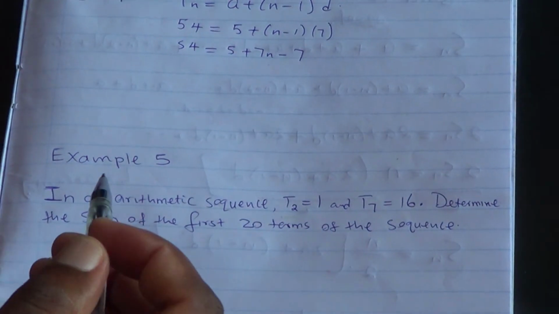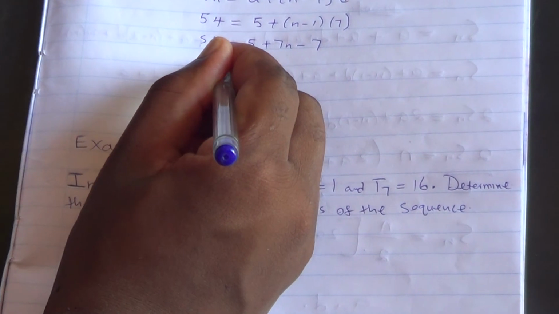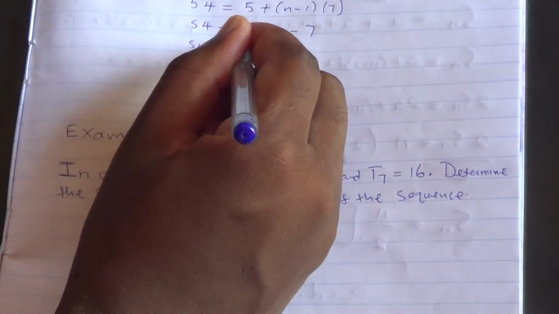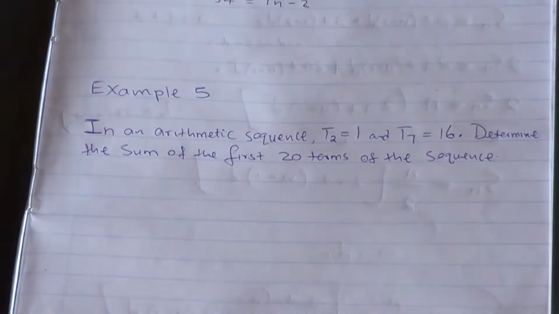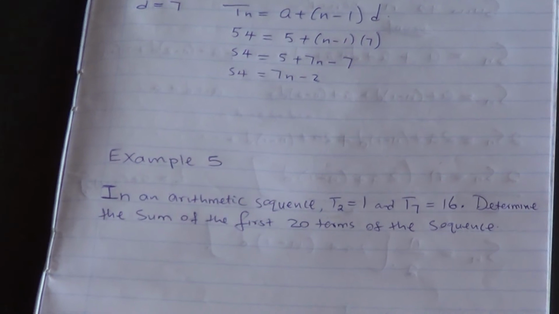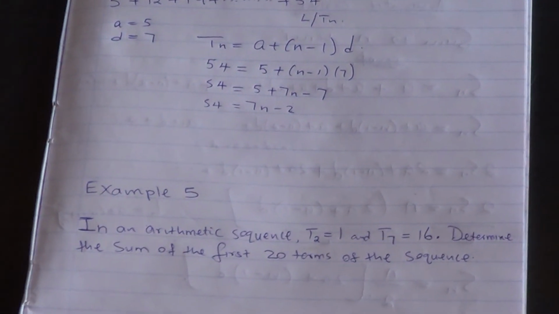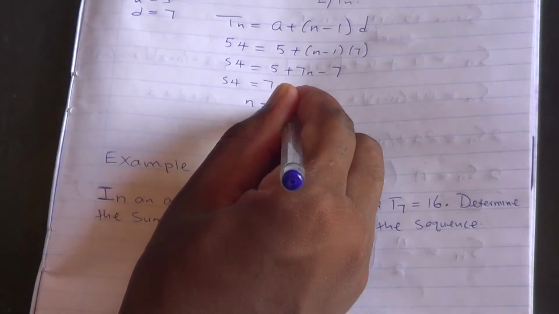Now, what are we having here? 54 is equal to 7n minus 2. When you take the 2 to this side, what are we going to have? Let's get our calculators. We have 56 divided by 7. The value of n is 8.